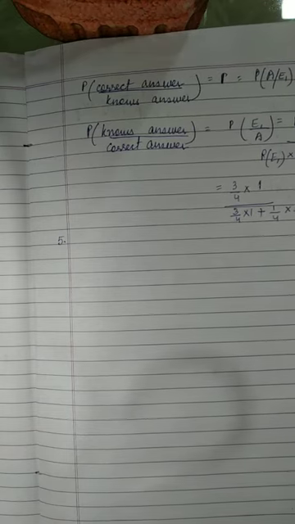Moving on to question number 5. A laboratory blood test is 99% effective in detecting a certain disease when it is in fact present. However, the test also yields a false positive result for 0.5% of the healthy person tested. If 0.1% of the population actually has the disease, what is the probability that a person has the disease given that the result is positive.